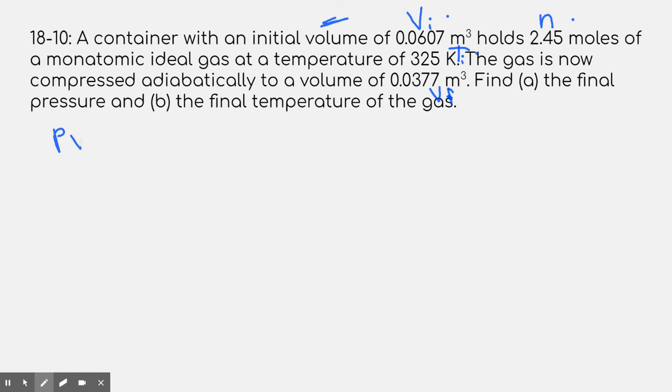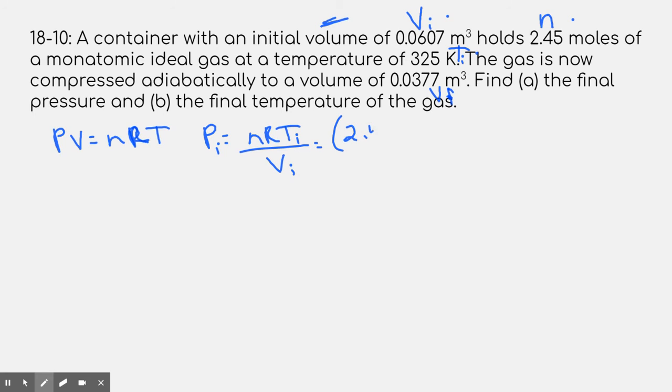To find our initial pressure, we can just use PV equals nRT. We're going to use all of our initial values since we're looking for the initial pressure. So let's rearrange, and we get P equals nRT over V. And remember, these are the initial values for all of these. Just plug in what we have.